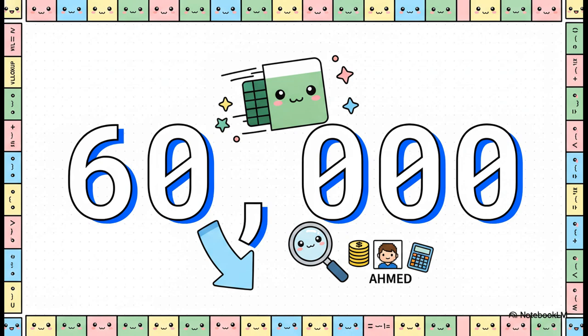It went straight down that first column to 1002, zipped right across to the fourth column, and pulled Ahmed's exact salary in a single second. It perfectly proves just how effortlessly this formula retrieves exact data points.